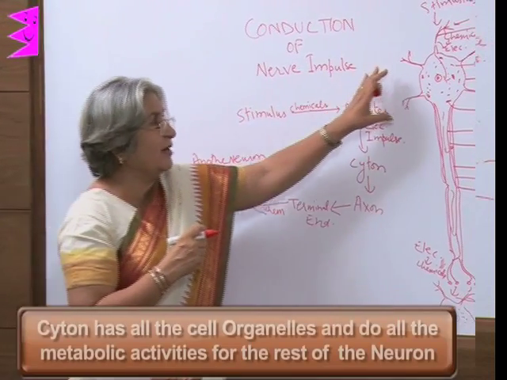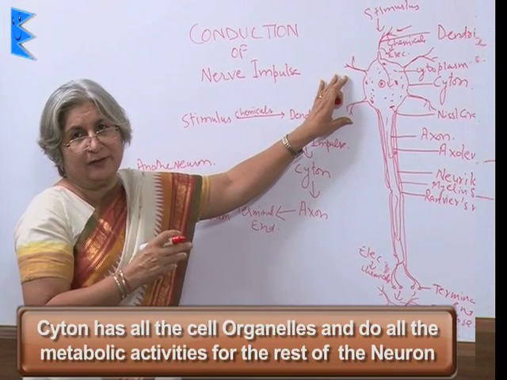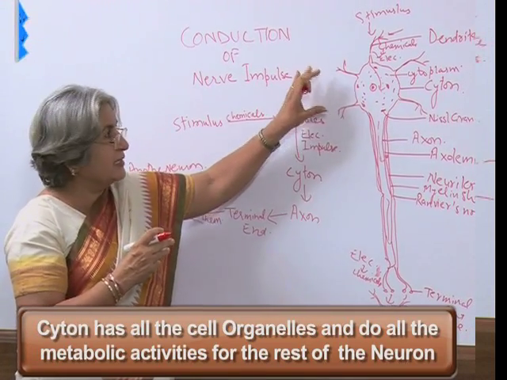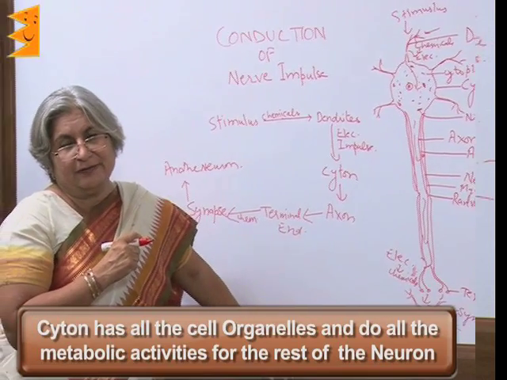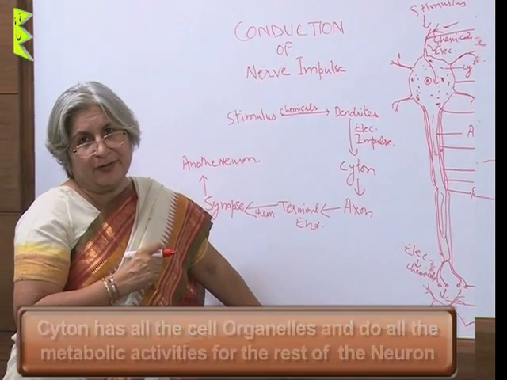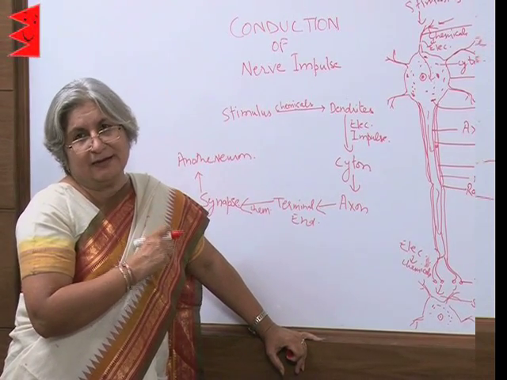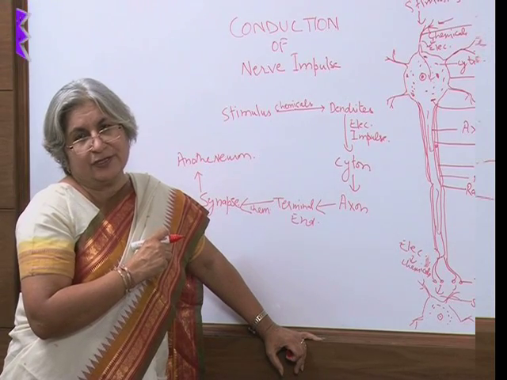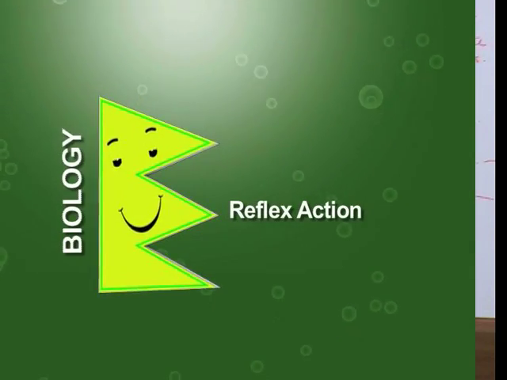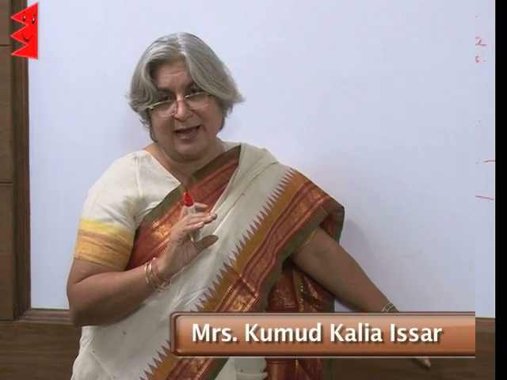Now, it is the cyton which has all the cell organelles, a prominent nucleus with nucleolus. So, it is this which does all the metabolic activities for the rest of the neuron. So, the neuron is the unit of the nervous system, and this is what we are going to base our understanding of control and coordination on. You know, the thinking process is very complex. It takes a lot of impulses, a lot of neurons are involved in this process, and it is a very complicated process, and so it takes more time.